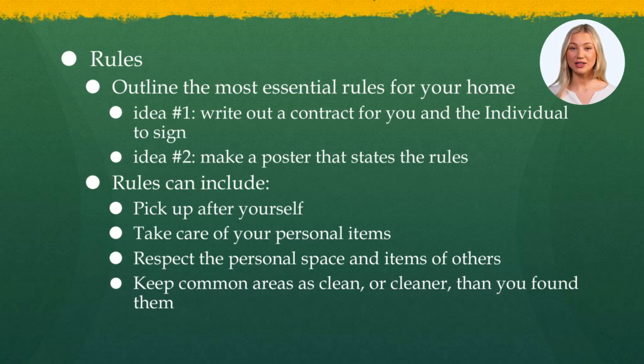Common professional boundaries, continued: rules. Outline the most essential rules for your home. Idea number 1: write out a contract for you and the individual to sign. Idea number 2: make a poster that states the rules. Rules can include: pick up after yourself, take care of your personal items, respect the personal space and items of others, keep common areas as clean or cleaner than you found them.